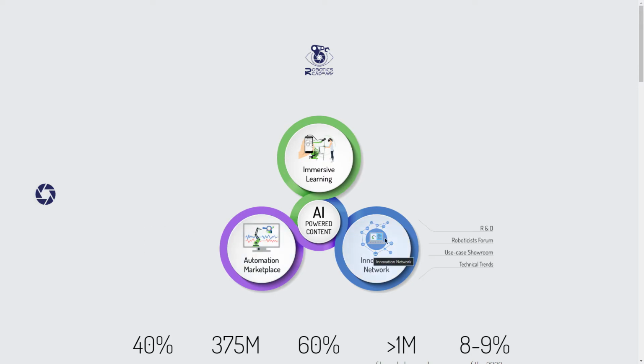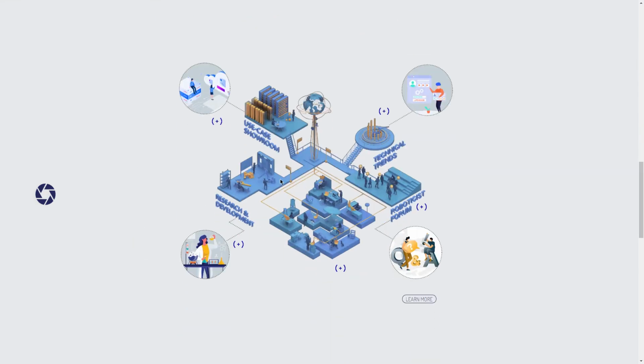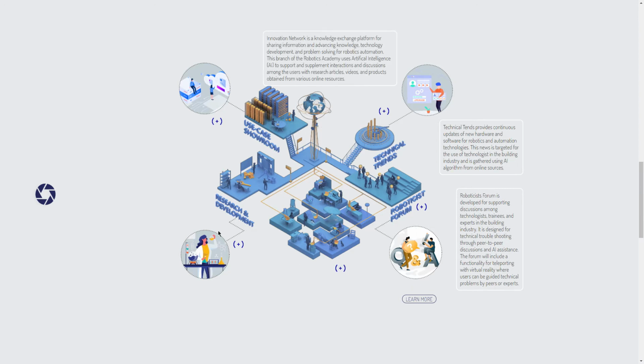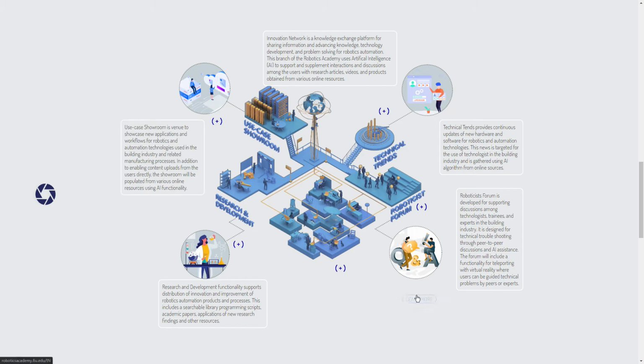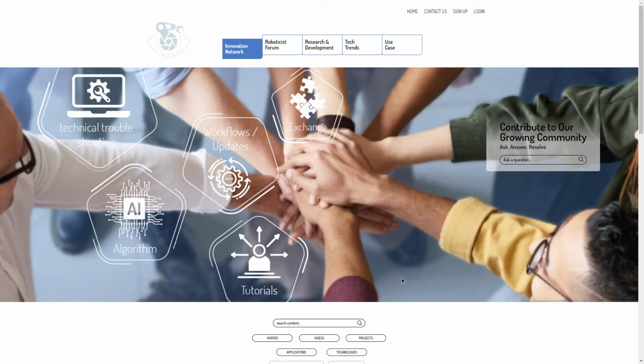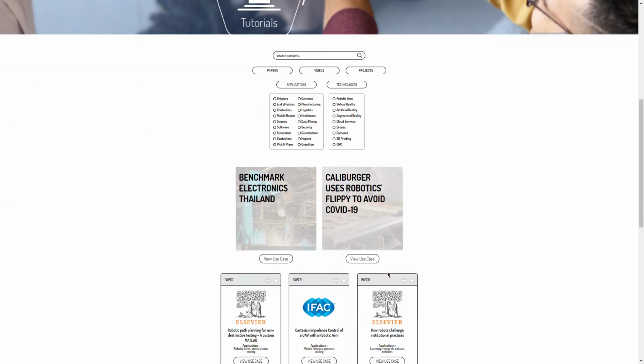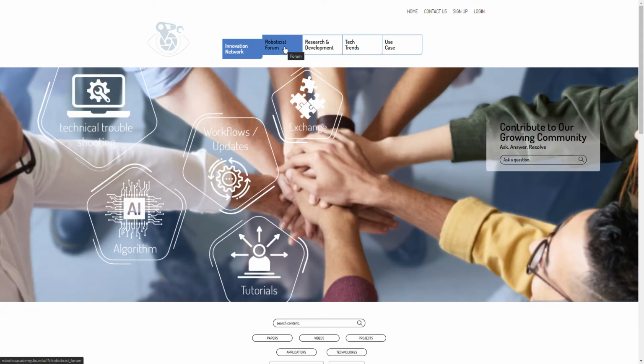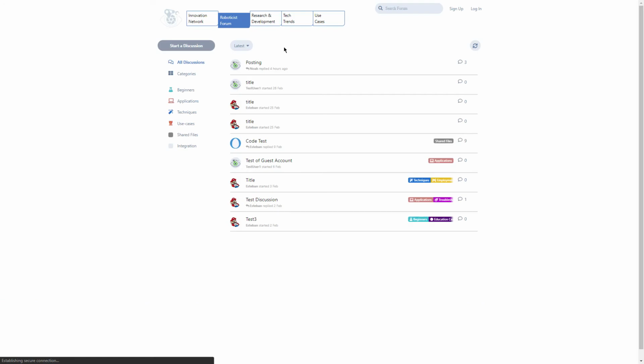Now, we'll click on the Innovation Network. You notice it's the same as the Immersive Learning and Automation Marketplace 2D diagrams, showing you more information on the individual areas that you are clicking on. Clicking Learn More will take you to the Innovation Network landing page. Clicking on the Roboticist Forum will take you to the Flarum forum. Clicking on Research and Development, Tech Trends, or Use Cases will take you to In Construction pages.